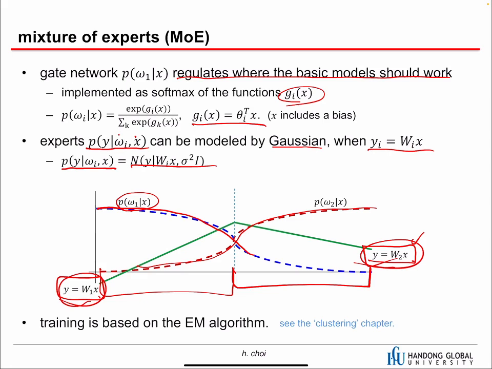And the training is based on the EM algorithm. As you can see, these equations look quite similar to mix of Gaussian. So as we used the EM algorithm to train the mix of Gaussian, we use the same algorithm to train the mix of experts. But when we derive the EM algorithm, the equations would be different. Okay, but basically we use the same type of algorithm.